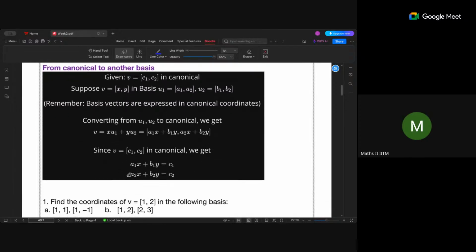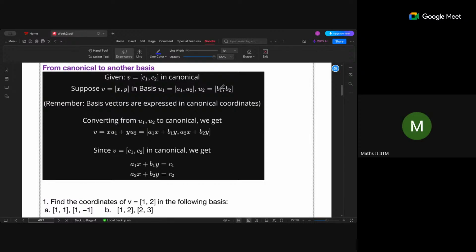For example, suppose you have a vector v equal to (c1, c2). Now this is with respect to the canonical basis. Now you want to see how this same vector in the canonical basis can be written with respect to a different basis, say u1 and u2. How can we do this? It is like shifting around the whole Cartesian plane in a way.